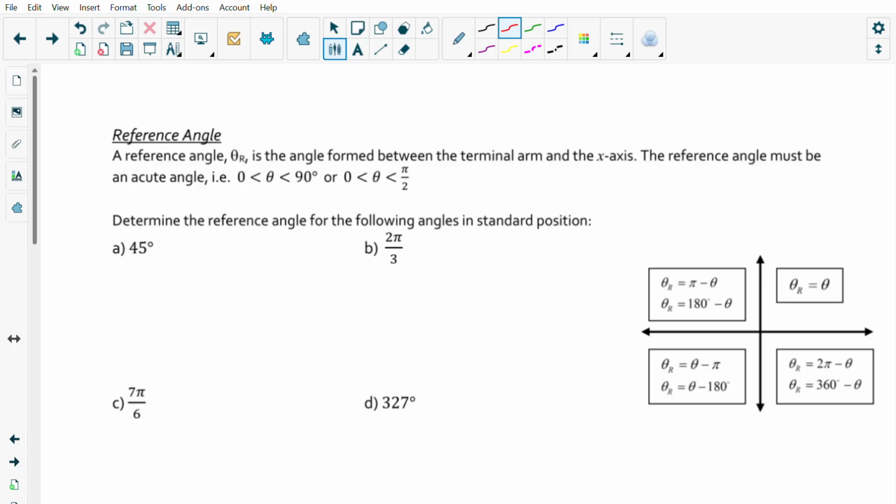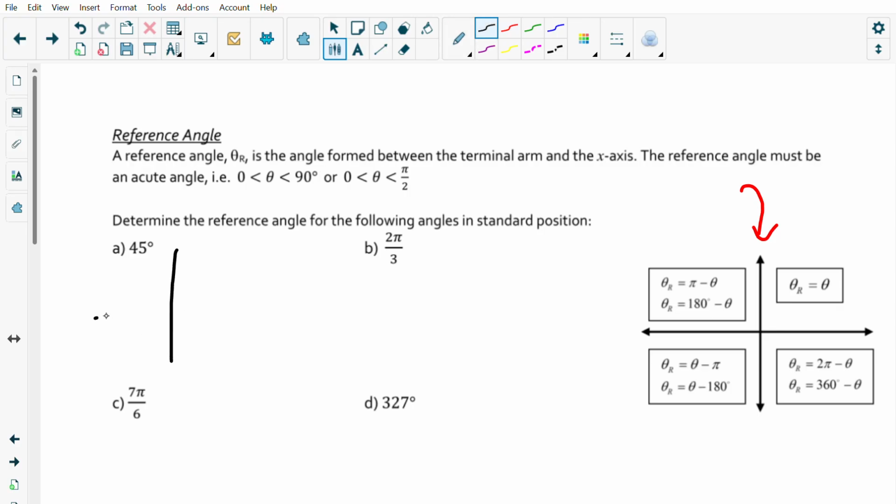Reference angle. A reference angle theta r is the angle formed between the terminal arm and the x-axis. The reference angle must be an acute angle, that is, greater than 0 and less than 90 degrees, or greater than 0 and less than pi over 2 radians. Determine the reference angle for the following angles in standard position. This is something that's handy to memorize, or if you do this enough, you will know it right away. If you practice enough, you don't need to actually memorize this. It'll become one with your memory.